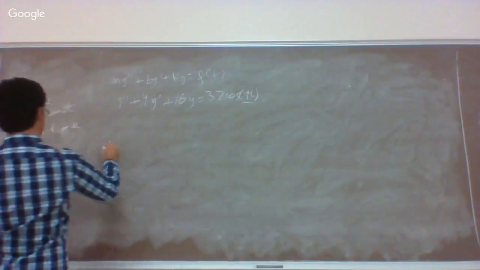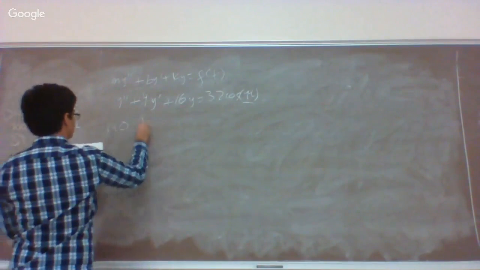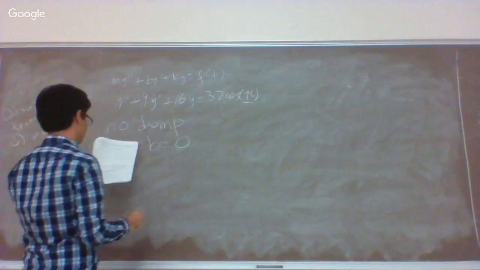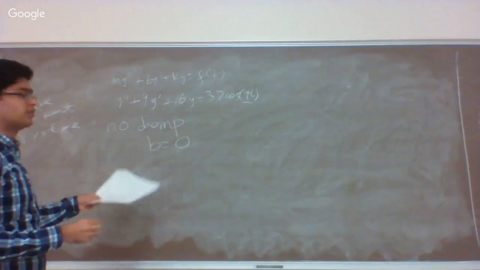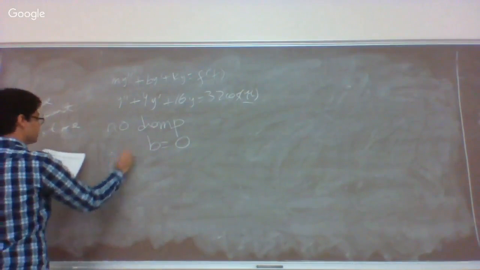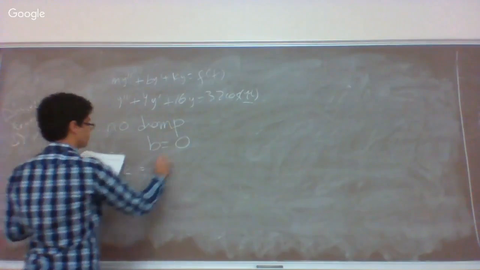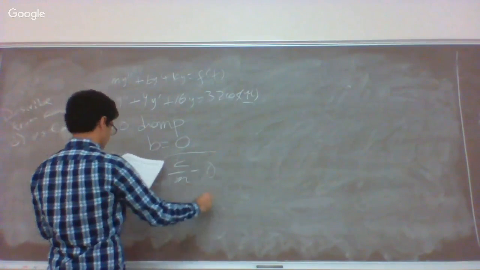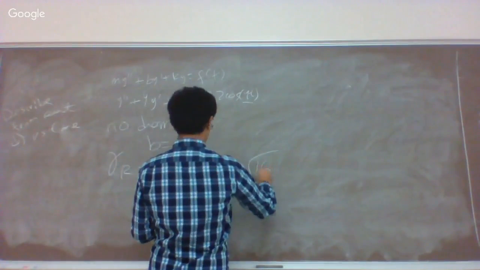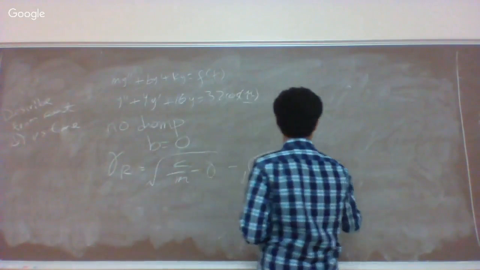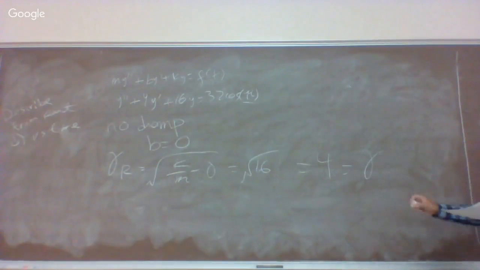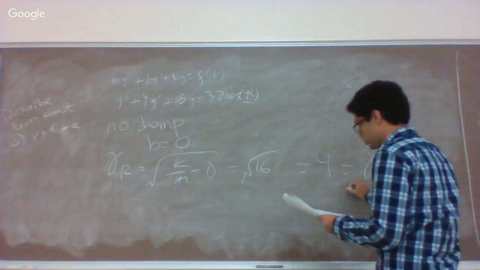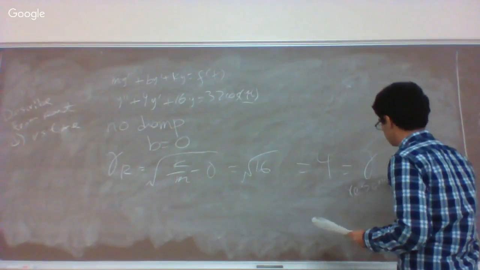Part D, we say that there's no damping. That means B is equal to 0. And would the system be at resonance? So that means my omega r would be equal to the square root of k over m minus 0. That's equal to the square root of 16, which is equal to 4, which was my gamma value. So now that they match, we know that the system is at resonance.